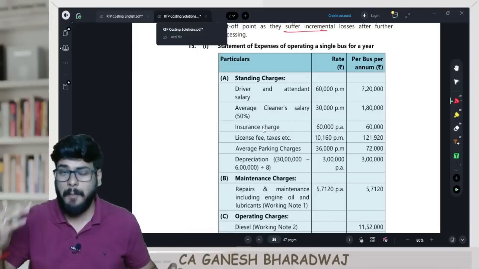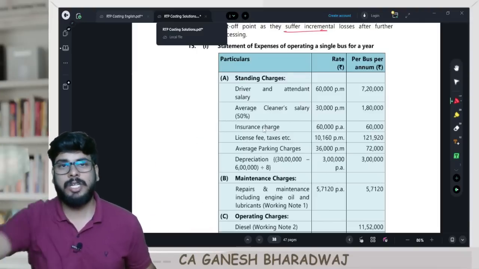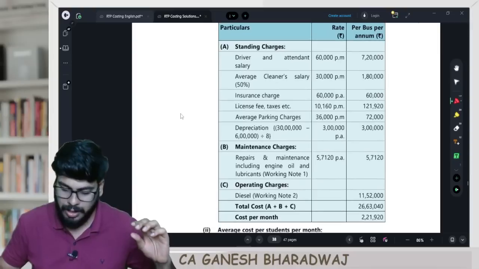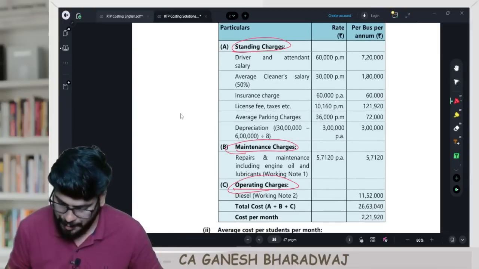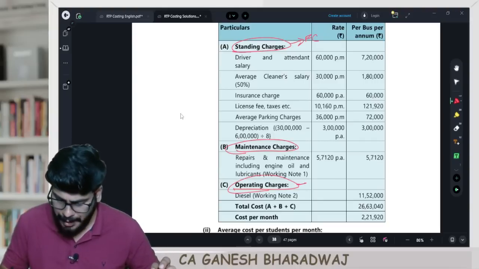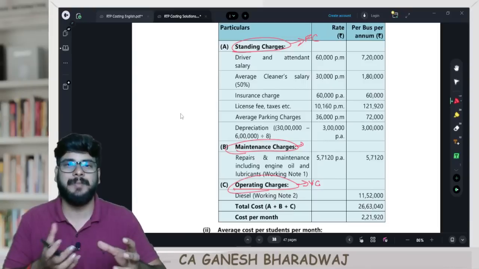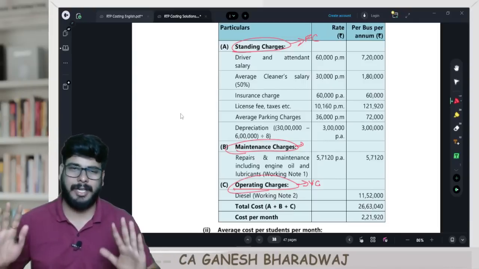Now in the numerator, it's very simple. Compile the total cost, but the institute expects you to present it in a certain way. The total cost, you cannot do it randomly. They are asking you to bifurcate the costs into 3: standing charges, maintenance charges, and operating charges. Standing charges generally is referred to as fixed cost. Operating charges is nothing but your variable cost, and maintenance charges, it's a hybrid. It's basically a semi-variable cost. That's why they have a separate header for that. Are you clear with this?